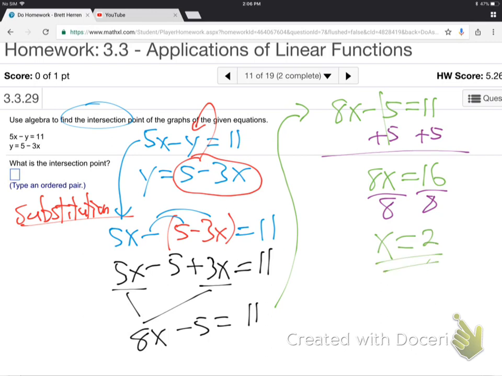Now they want the intersection point. See, they say type ordered pair, so they want x and y. They want the pair. Just plug in x, and really anywhere you want. It doesn't matter where. You can plug in literally anywhere you want, and you'll get it. Since I want to get y now, the easiest place to plug in would be right here where y is already alone. You could plug into the top equation. It would work. You just have more steps to do because you'd have to get y alone. Either one's fine. I'm going to do the easy one. Y equals 5 minus 3x. Plug in the 2 there.